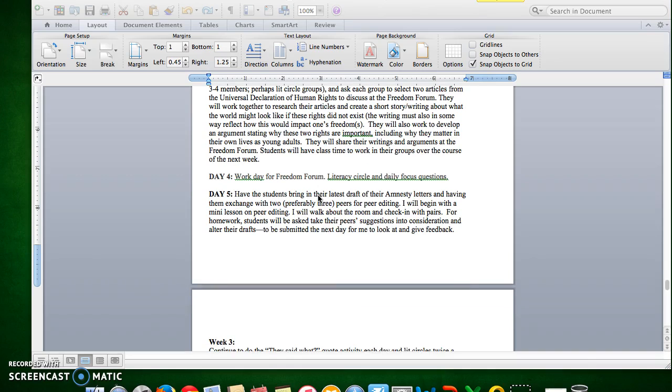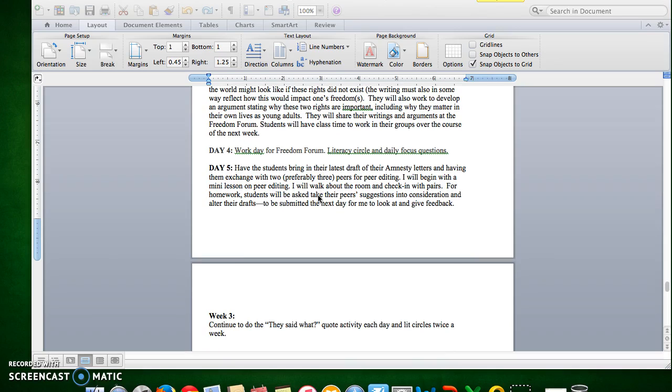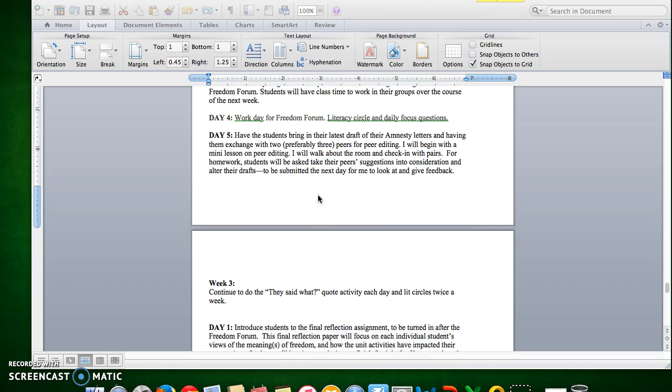And then throughout the week, I'm going to make sure they have adequate class time to work on the things that they need to be working on for the Freedom Forum and their journal entries and book reflections and all that good stuff. And they're also still working on their amnesty letters, and they'll bring in a draft and we'll do a lesson on peer edits, and then we'll have some peer reviews to wrap up the week.